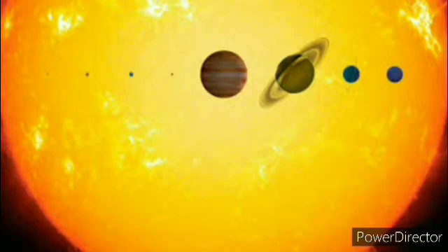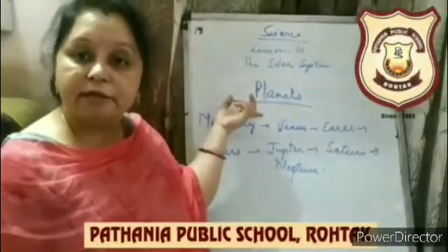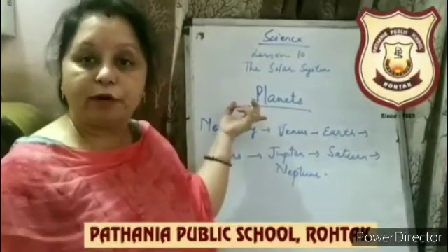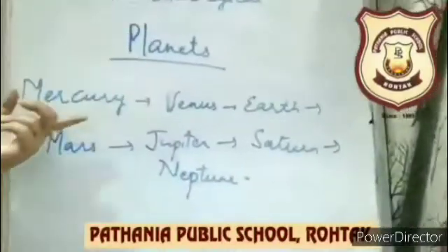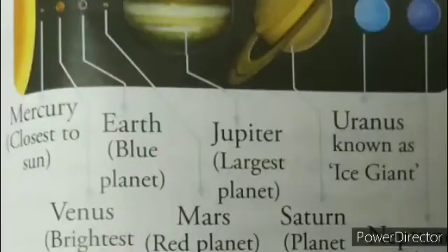Okay beta. Planets. Planets are the heavenly bodies that move around the sun. There are 8 planets: Mercury, Venus, Earth, Mars, Jupiter, Saturn, Uranus and Neptune. All the planets move around the sun. Planets do not have their own light. They reflect the light of the sun that falls on them.